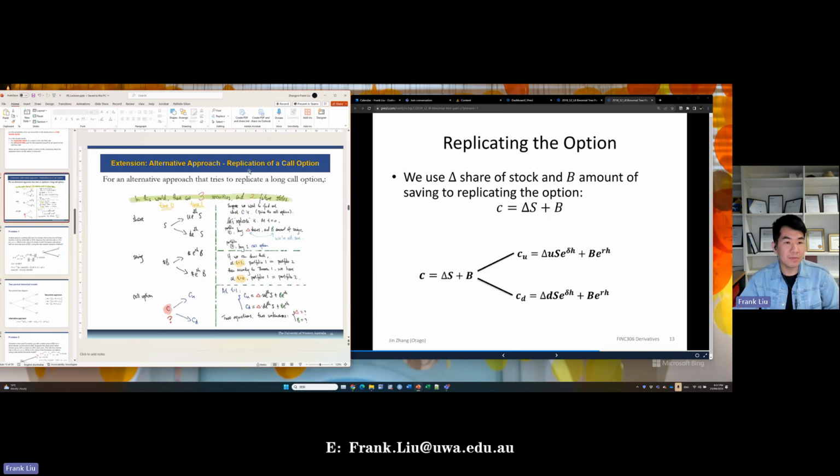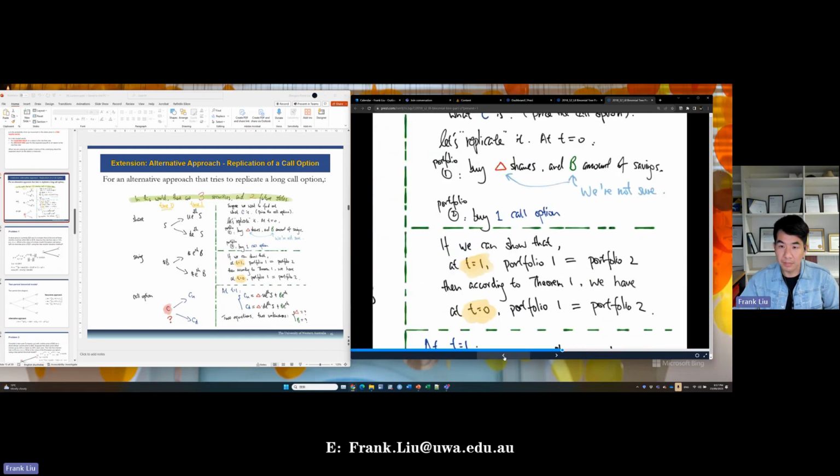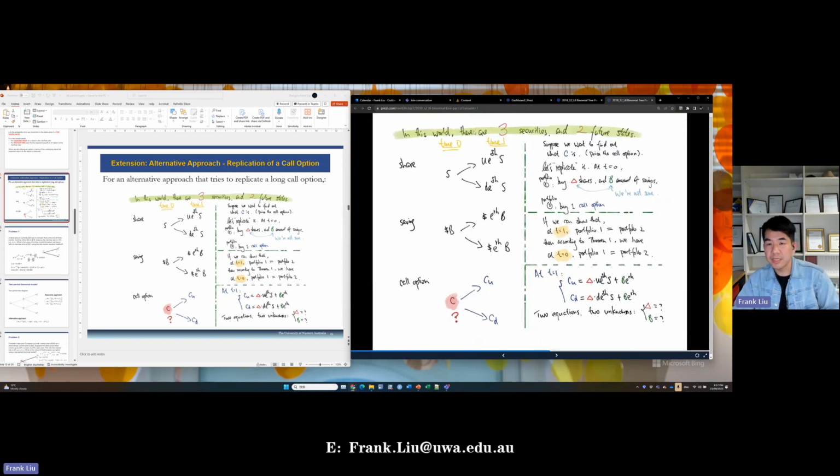I assume you have quite a solid understanding of the riskless portfolio approach. In this world, there are 3 securities and 2 future states, as we see over here. On the right-hand side is the previous slide I created for a different unit when I was visiting the University of Otago. Let me focus on the right-hand side. Let me zoom out a little bit. So in this world, there are 3 securities and 2 future states.